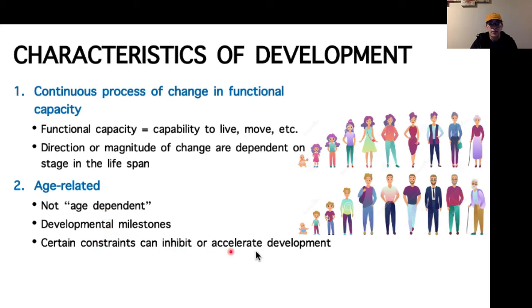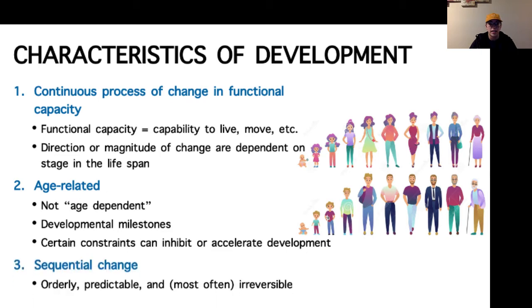Certain constraints can inhibit or accelerate development. Okay, like I said, we'll talk about constraints in a bit because those are a big overarching concept of this entire book that we are basing all of the lectures off of. But it's important to note that while development follows a general pattern, rates of development can differ among individuals of the same age. So we have a continuous process and we have age-related characteristics.